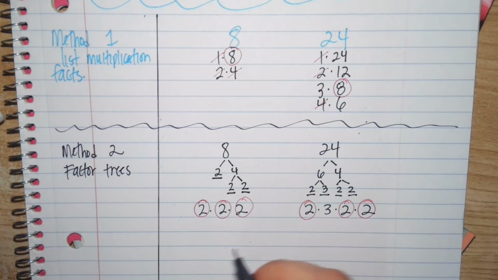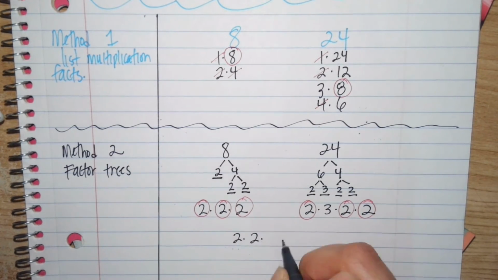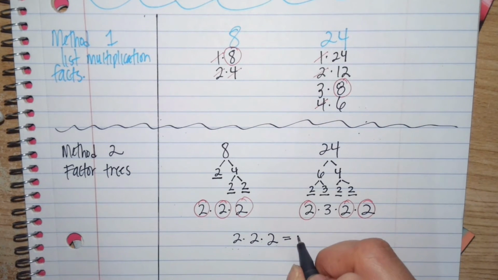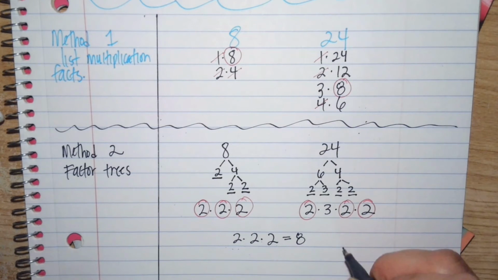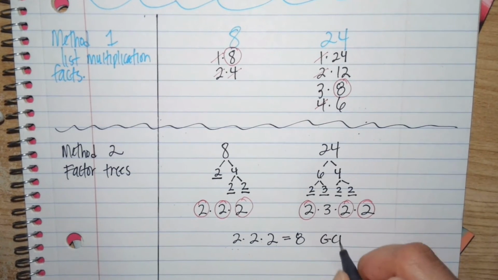So that turns out to be my greatest common factor. Multiplying the 2 times 2 gives me a 4 times another 2 gives me an 8, and that's going to be my GCF, or my greatest common factor.